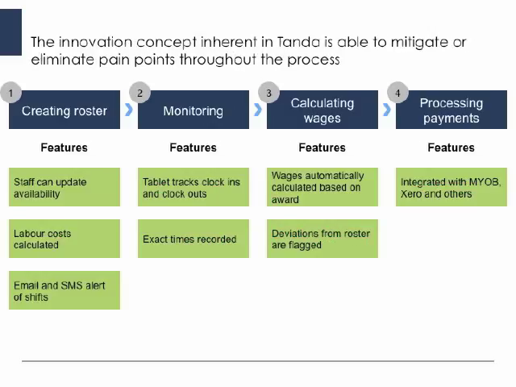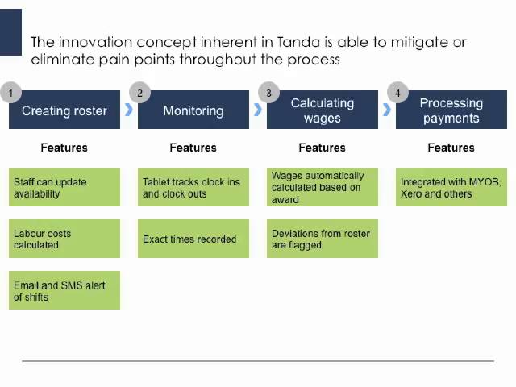The innovation concept inherent in Tanda is able to mitigate or reduce pain points throughout this entire process. Firstly, staff are able to update their availability online, which is communicated simply through to the manager. The labor costs are calculated when the rosters are being created, so Linda can easily compare the costs of each option and see how it relates to the business's budget for a certain week. Email and SMS alerts of shifts are able to be sent out to staff immediately, alerting them of when they will be working.